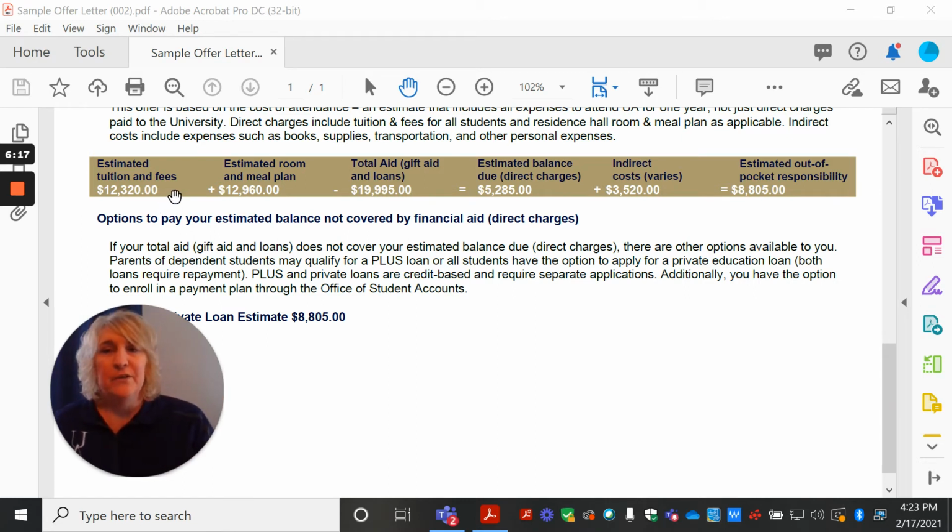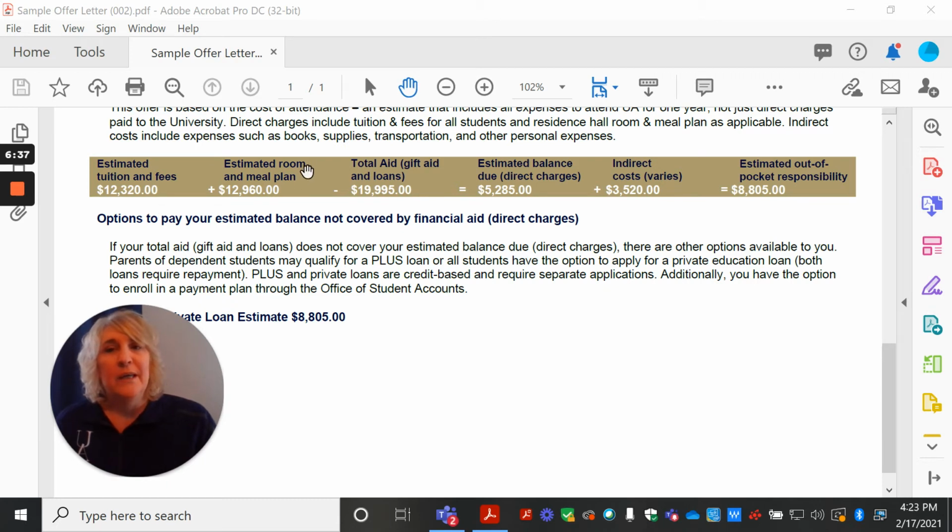So $12,320, that's a full-time student, main campus, bachelor's degree seeking student. You may have a different amount on your award offer in this category, and that's because you may be a student at a regional campus or maybe pursuing an associate degree, not a bachelor's degree. So that might look a little different for you.